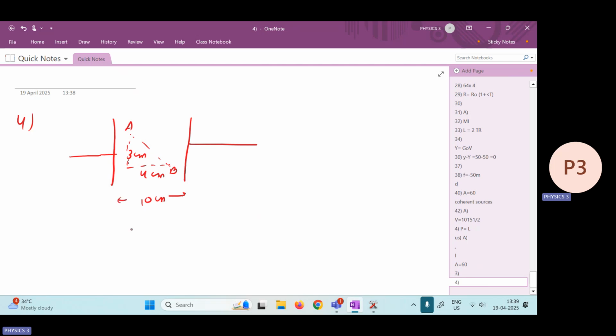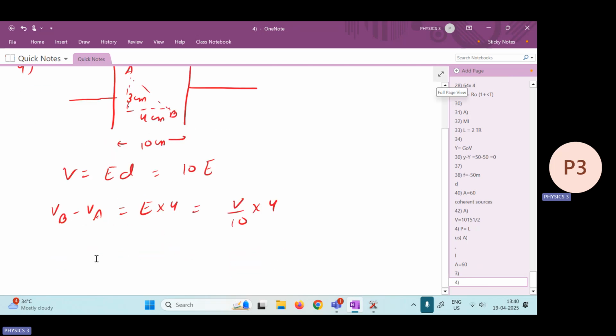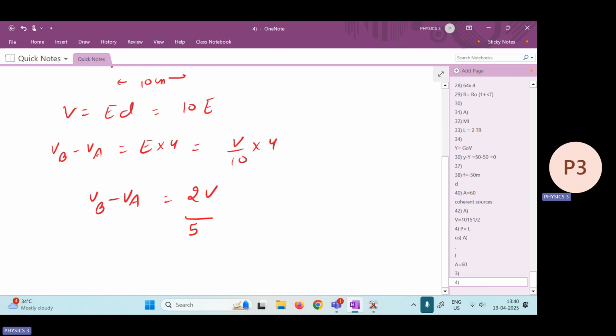So if the electric field between the plates is E, then for the potential difference between the two plates, V is equal to E d. So we can write E into 10, because the distance between them is 10 centimeters. Now we have to find the potential difference between B and A. So VB minus VA we can write as E into 4, because the horizontal distance between A and B is 4. So in place of E we can write V by 10, into 4. So VB minus VA comes out to be 2V by 5. That will be 2V by 5. So option A is absolutely true in this situation. Okay, now let's go to the next question.